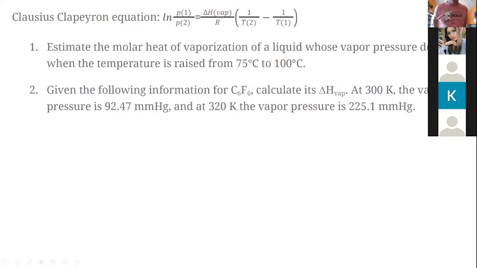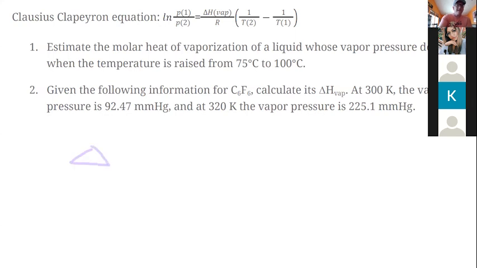So this equation basically relates the heat of vaporization. So what is the heat of vaporization? What does that even mean? Like turning a liquid to a gas? Right. And because it's delta H, what does that tell us? Change in enthalpy? Mm-hmm. It's a change in enthalpy.